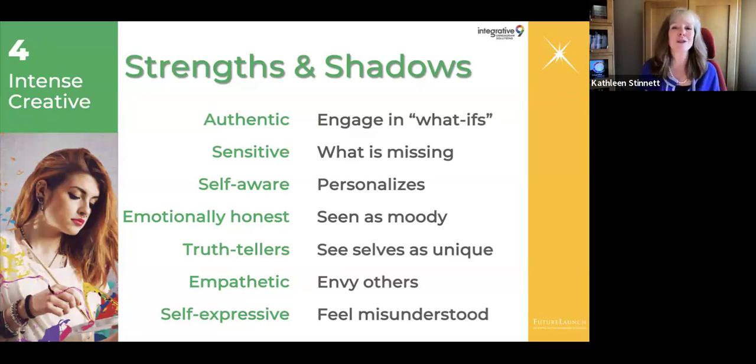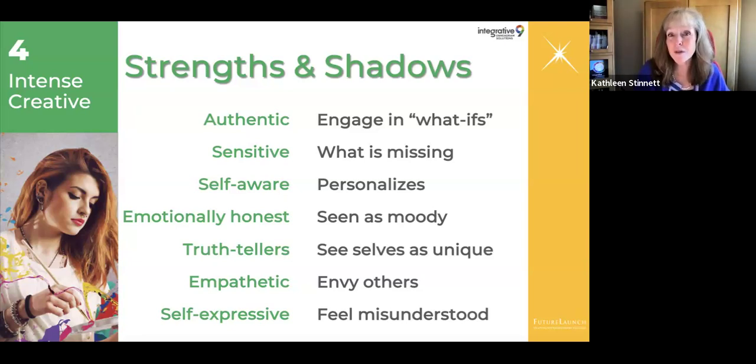But the 4 will look through a lens of what's missing. There's a nostalgia. They can look back and say, gosh, I used to have this, or a longing, romanticism of what could be. And so there's a quality of what's missing that sometimes 4s experience, or they tend to envy others or feel misunderstood. The 4 is the least represented of Enneagram types in corporate settings.